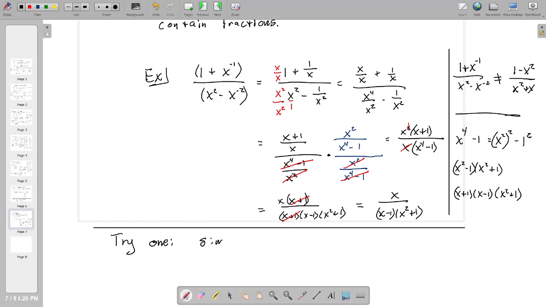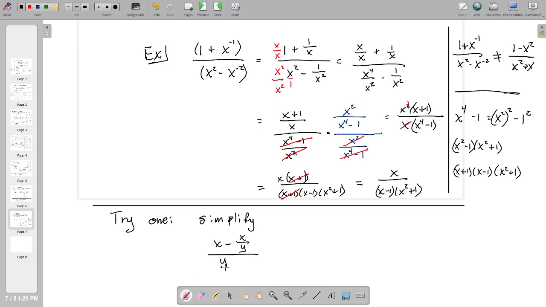All right, I want you to try one now. Simplify the following fraction: x minus x over y, divided by y minus y over x.